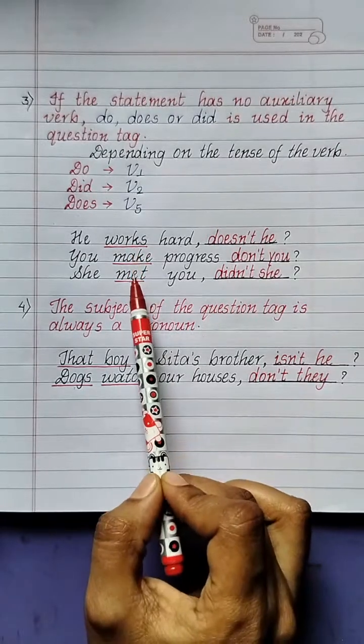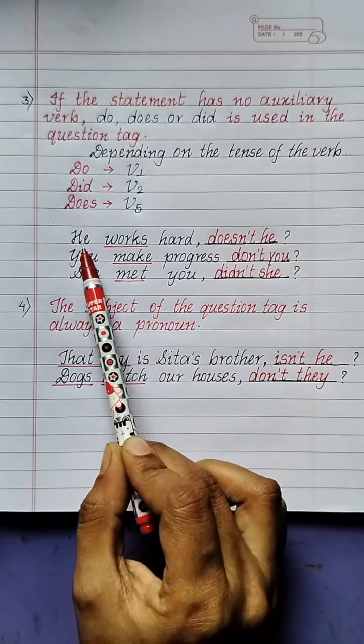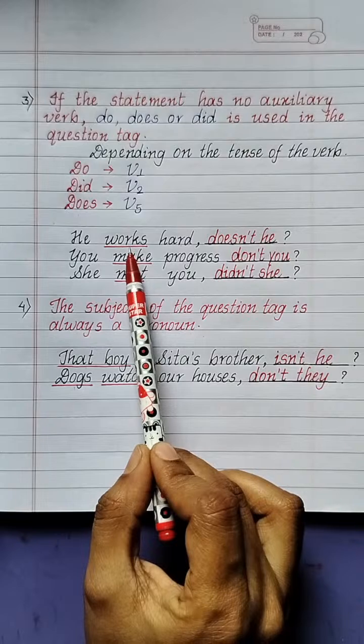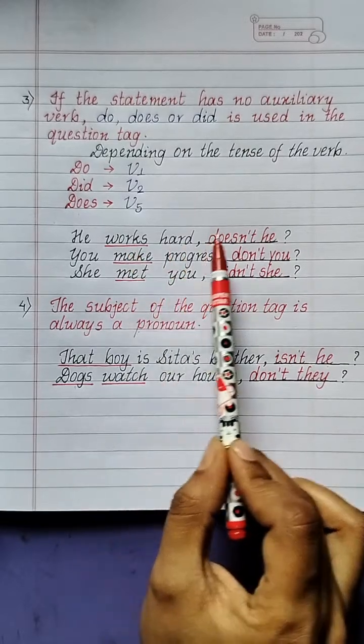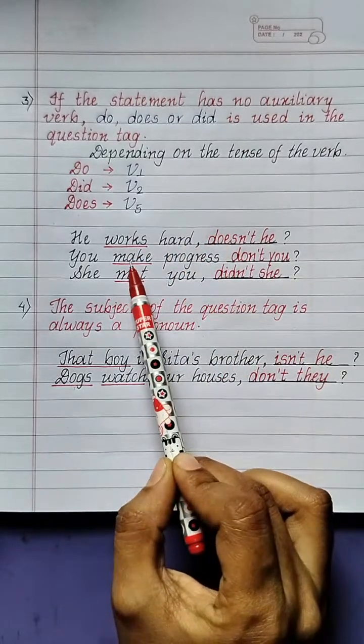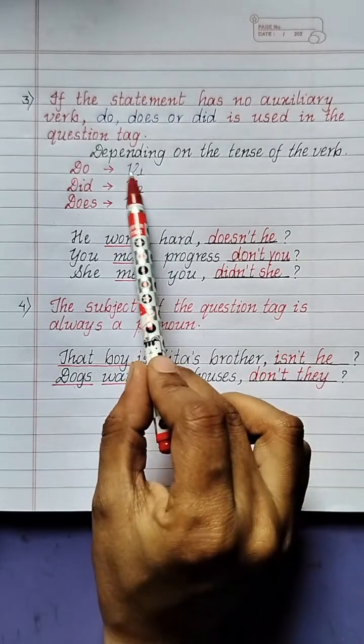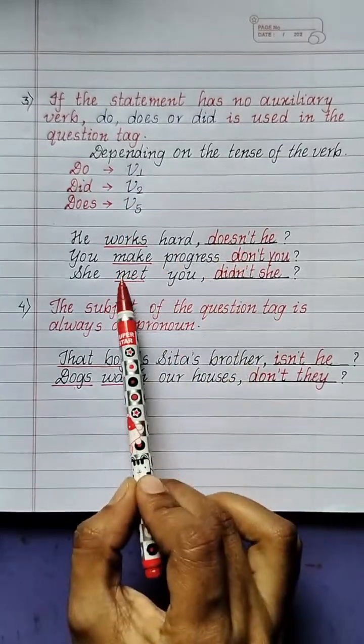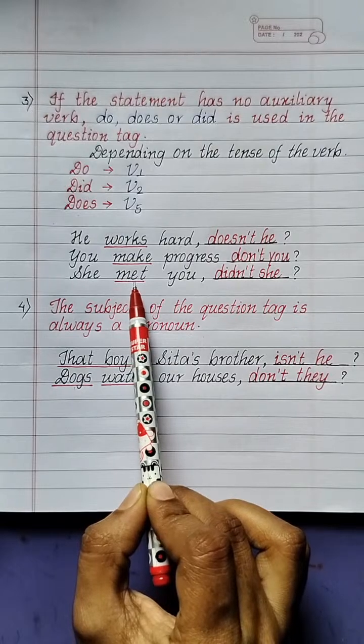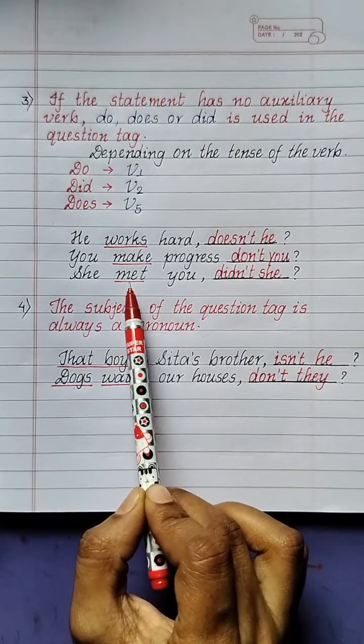Similarly, three different examples are given here. In the first example, works is here V5. Does. Okay. Make is here V1. Do. Similarly, met is the past form of meet.